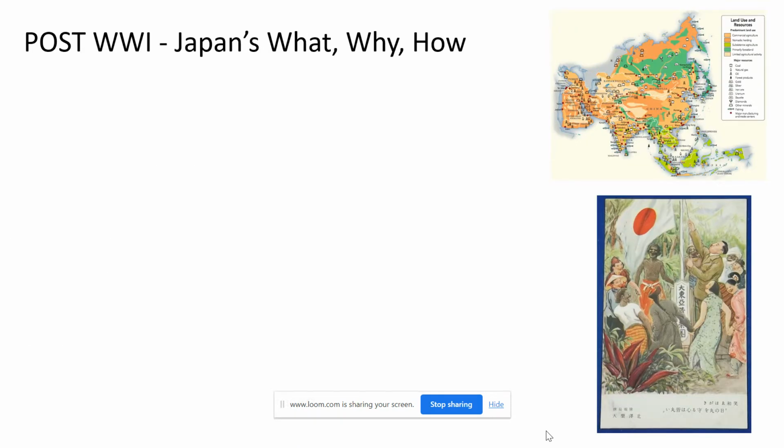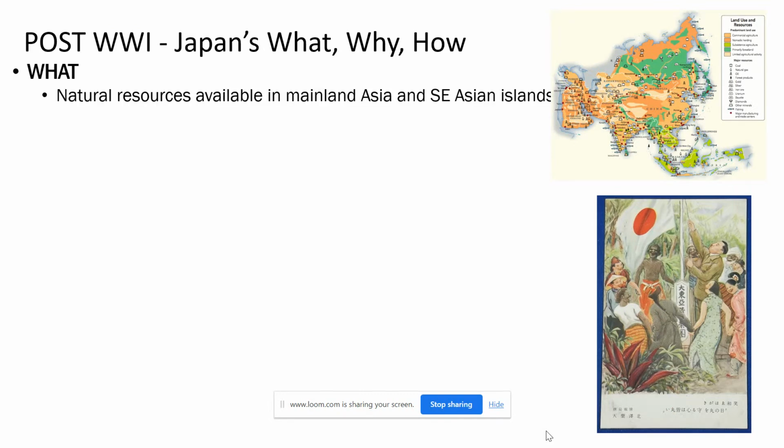Now, what do they want? Why do they want it? And how do they think they're going to get it? First off, they want and need natural resources that are available in mainland Asia and those Southeast Asian islands. Japan is a small island, and they just do not have the capacity to get all those natural resources for themselves. So they're going to have to look outward to make those things happen.